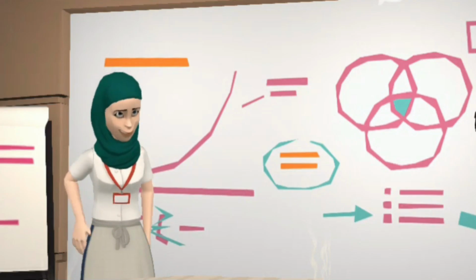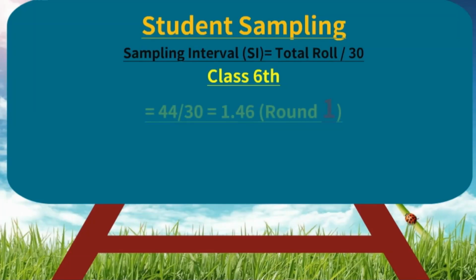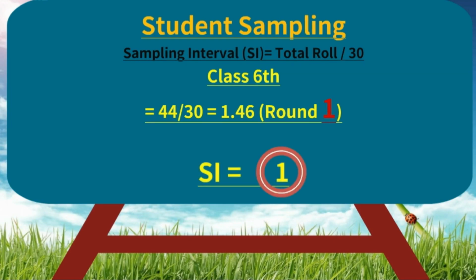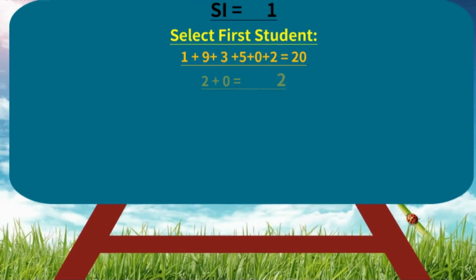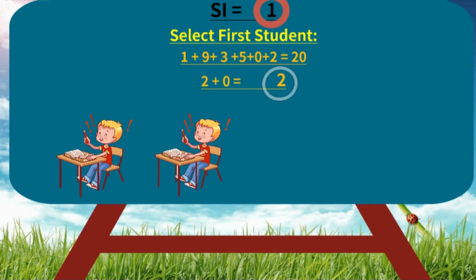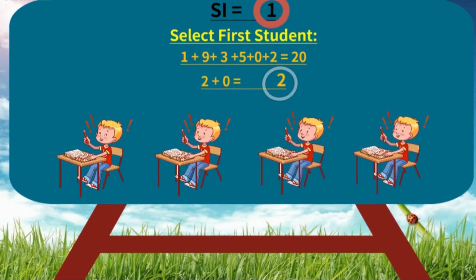For class 6th, the sampled section has 44 students. We divide 44 by 30, which is equal to 1.46. We round this to 1. So, the sampling interval is 1. The first student is roll number 2, and after that, we select roll numbers 3, 4, 5, and so on, until we get 30 students.